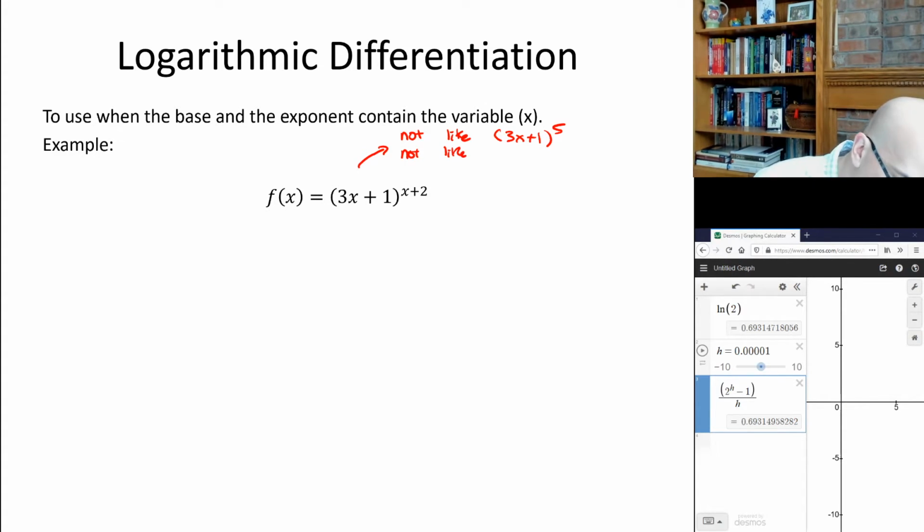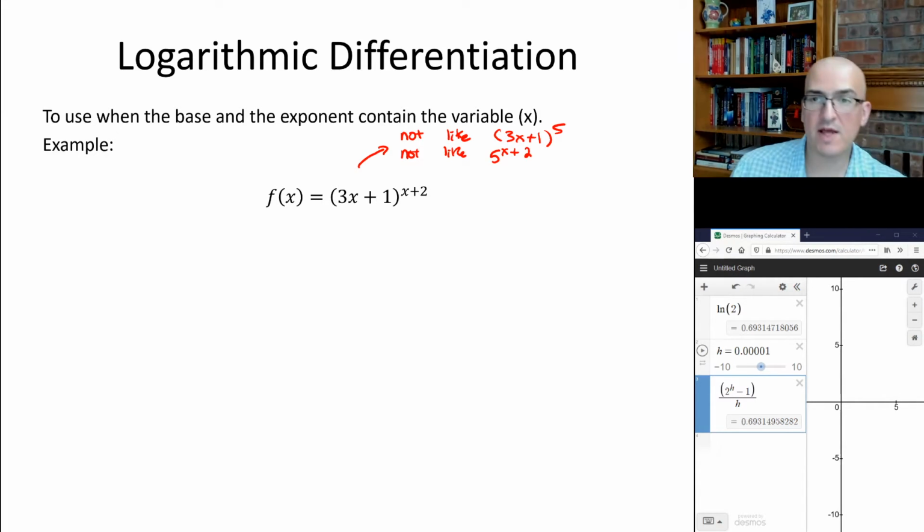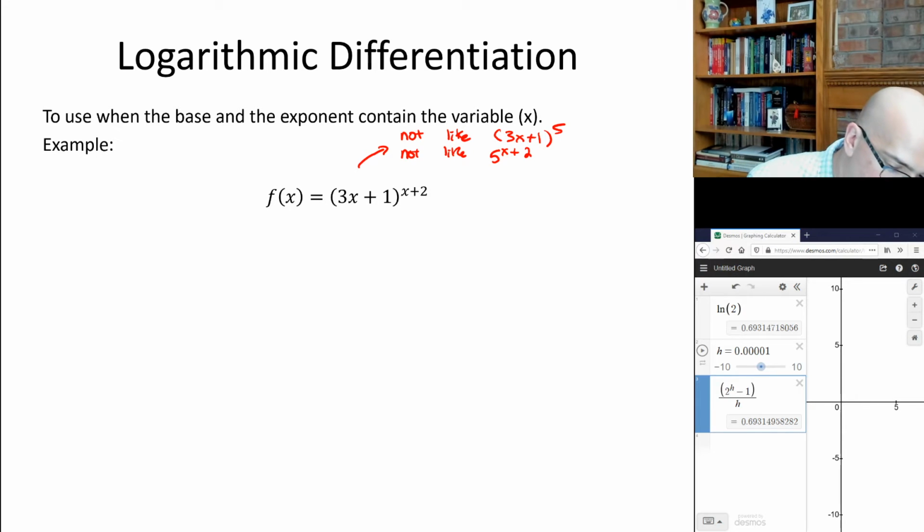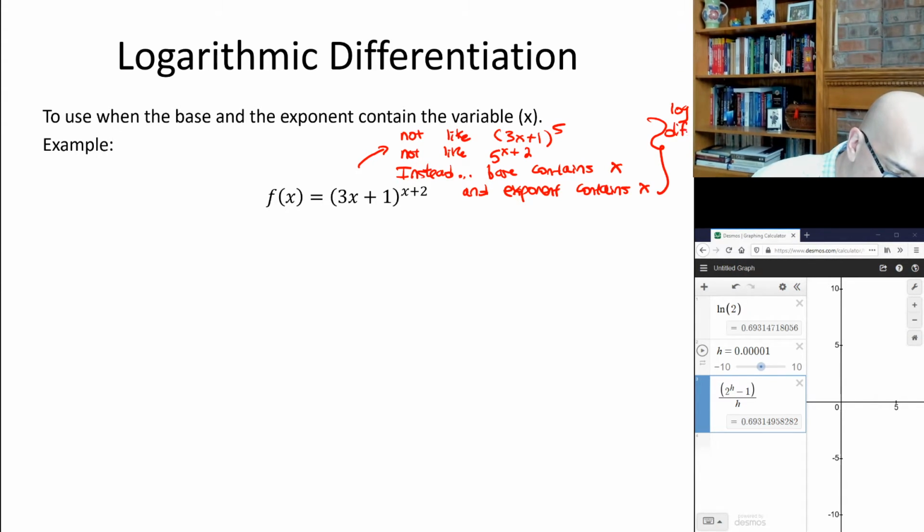And it's not like 5 to the power of x plus 2. It's not an exponential function. Instead, the base contains x and the exponent contains x. And that is the hallmark of logarithmic differentiation.